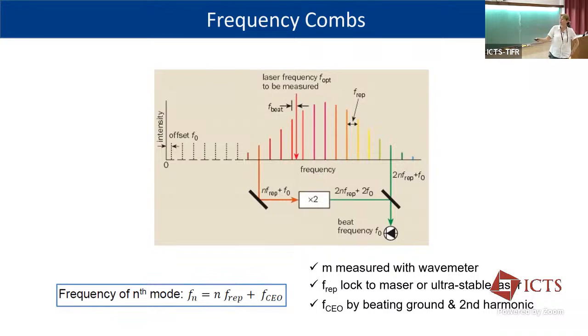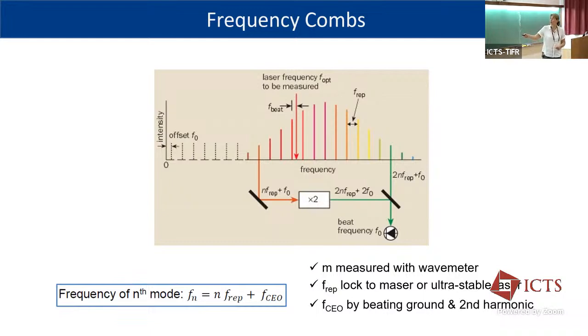Then the repetition rate, which is typically on the order of hundreds of megahertz, you can lock to a maser or a cesium fountain or another ultra-stable laser. So anything that is stable, you can lock it again with a beat note, an optical beat note.